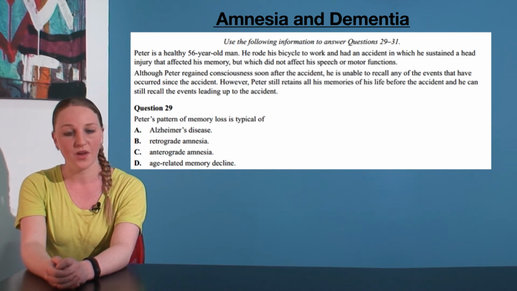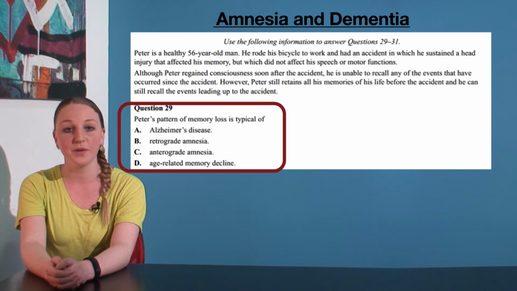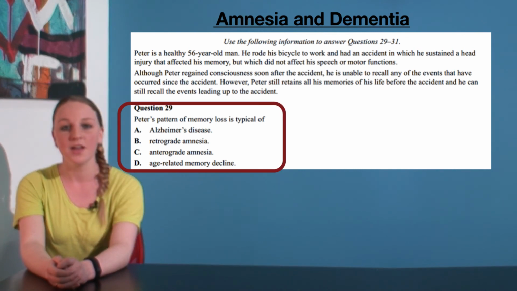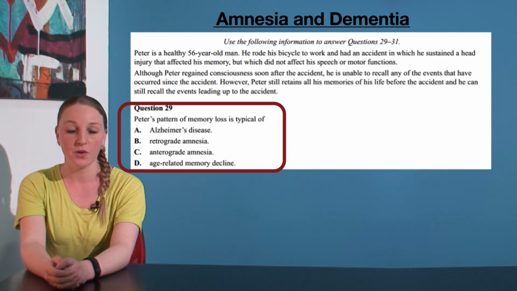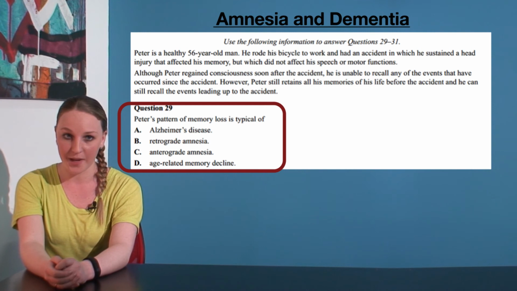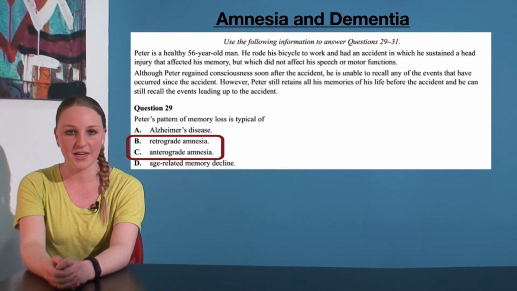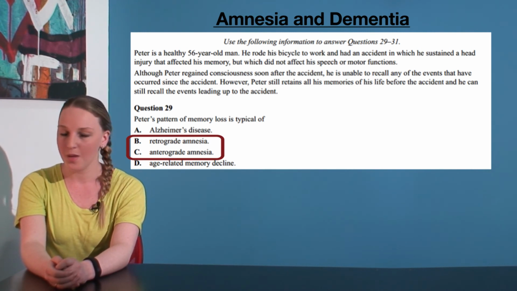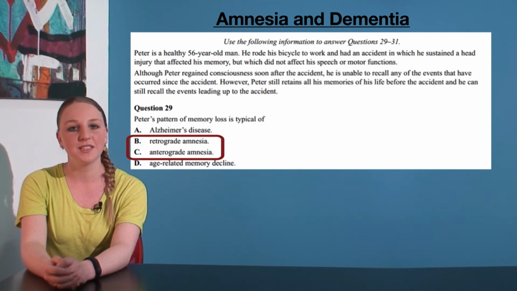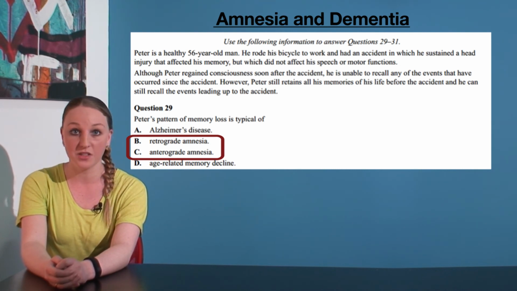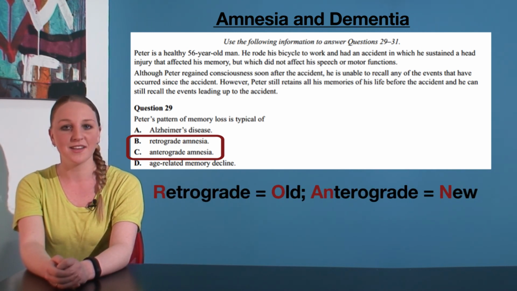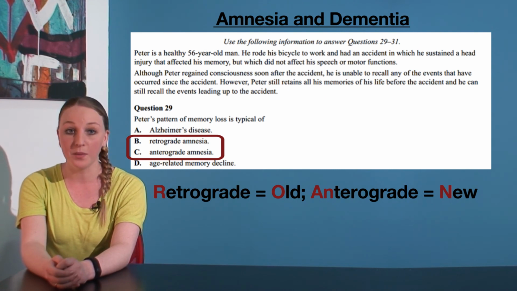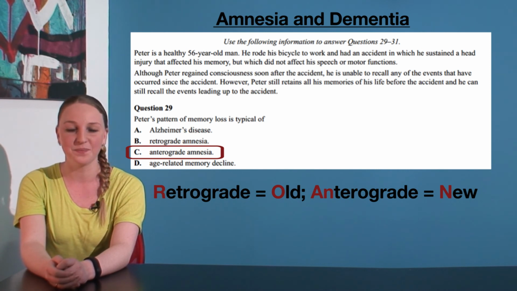And the question is, Peter's pattern of memory loss is typical of A. Alzheimer's disease, B. Retrograde amnesia, C. Anterograde amnesia, or D. Age-related memory decline. This sounds extremely like amnesia, so option B or C. But which one is it? This is precisely the time that we can put our mnemonic device to good use. So remember, we're thinking of ROAN. In this case, Peter has difficulty forming new memories, so the correct response is anterograde amnesia, option C.